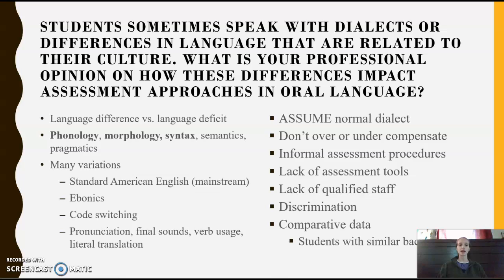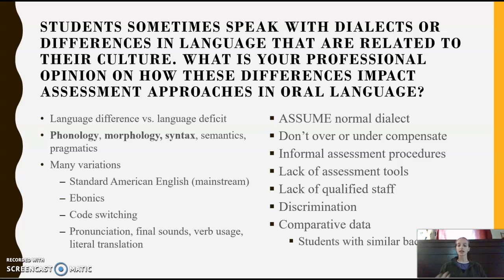Students sometimes speak with dialects or differences in language that are related to their culture. So what is your professional opinion on how these differences impact assessment approaches in oral language? The first thing that we need to remember is that it's a language difference, not a language deficit.